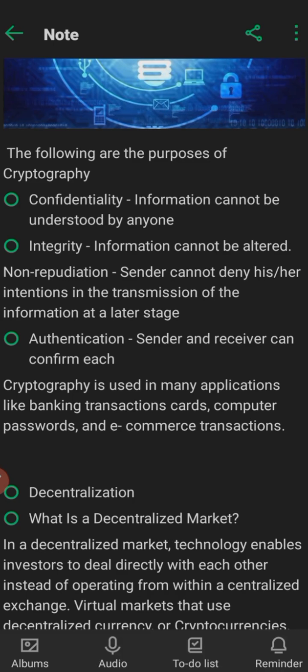So if, for example, you're sending crypto from point A to point B, you cannot later say, oh, it was a mistake, I'm no longer sending it, like what you would normally do in a one-to-one interaction. Then the other one is the authentication. Sender can receive and confirm each transaction. Now, cryptography is used in many applications like banking transaction cards, computer passwords, and e-commerce transactions.